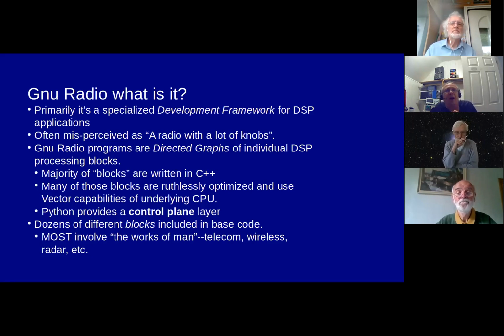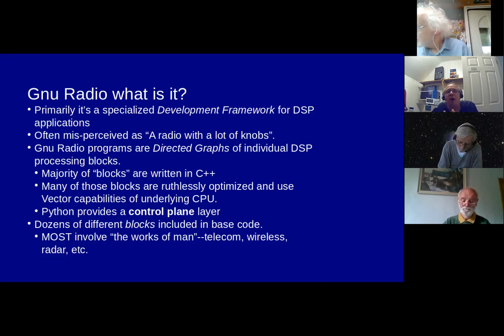Despite the computational model, which some people think is a little bit inefficient, a sort of string of pearls model, it's actually quite a high performance framework, because most of the core blocks are written in C++ and have been pretty well optimized over the years. The Python aspects of GNU Radio are what I would call the control plane. The samples, for the most part, don't flow through Python at all. Python never has to deal with the samples.